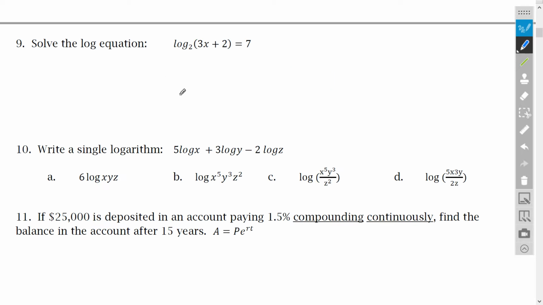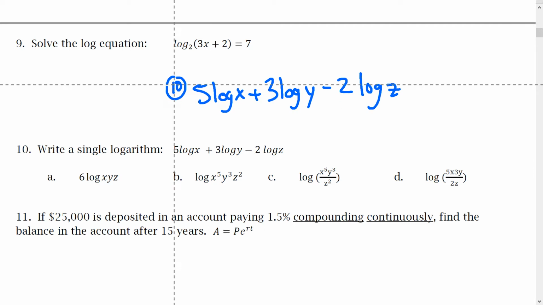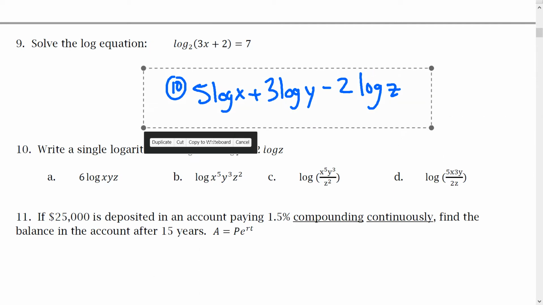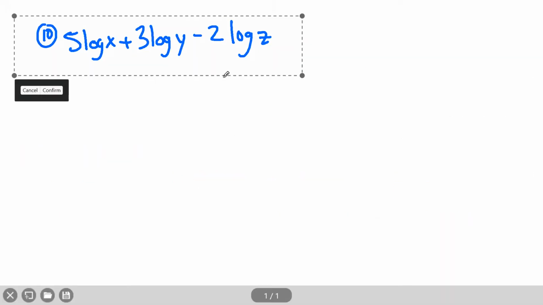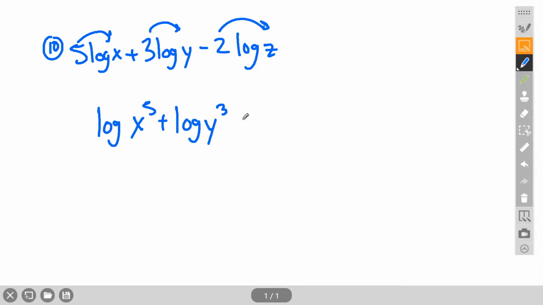Number 10, write as a single logarithm. So we have 5 times the log of x plus 3 times the log of y minus 2 times the log of z. So essentially we're trying to condense this into a single logarithm, so we have to remember our properties of logarithms. So first we deal with the numbers on the outside. Those go on to the inside to become exponents. So this is log of x to the 5th plus log of y cubed minus log of z squared.